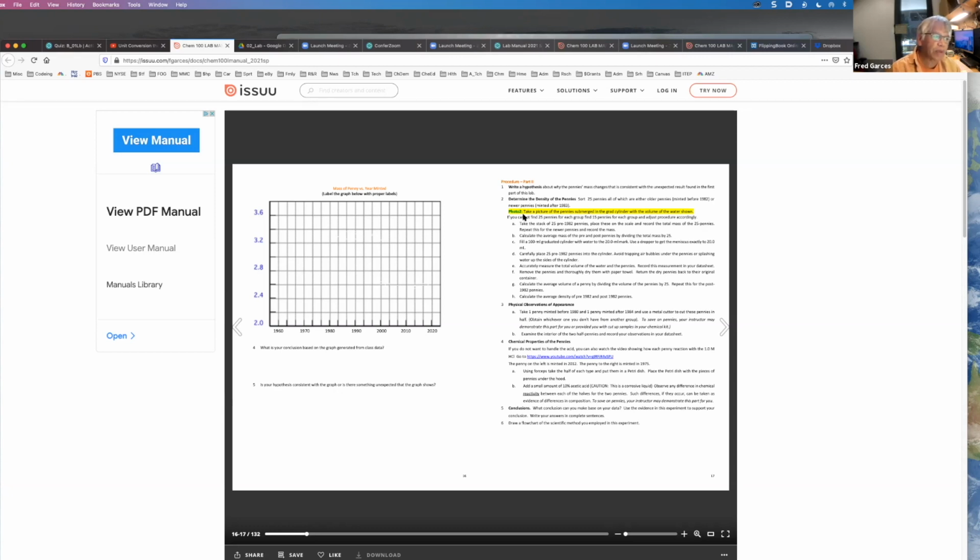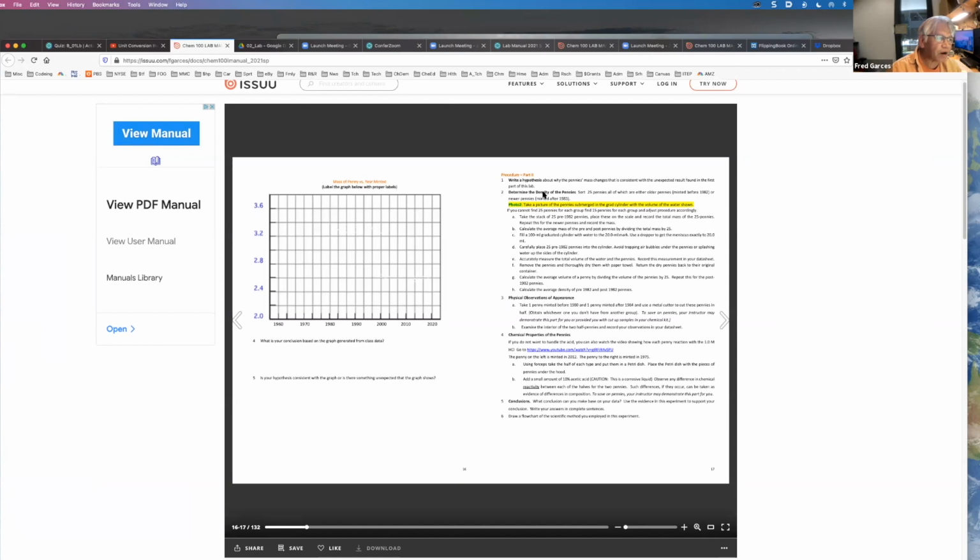And let me just make sure that you are clear on how to do some of these problems. Anyway, these are the directions for the second part. In the second part, you are going to write a new hypothesis. You are going to determine the density of the pennies, the old one versus the new one. So you take a stack of old pennies, 1980, 1981 and older.